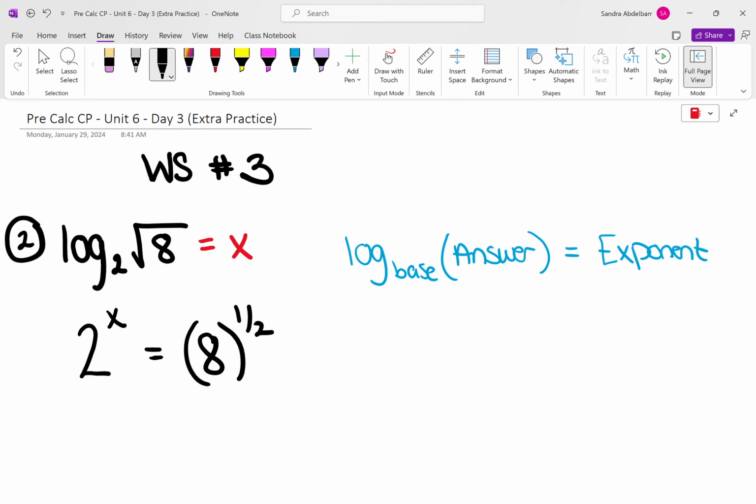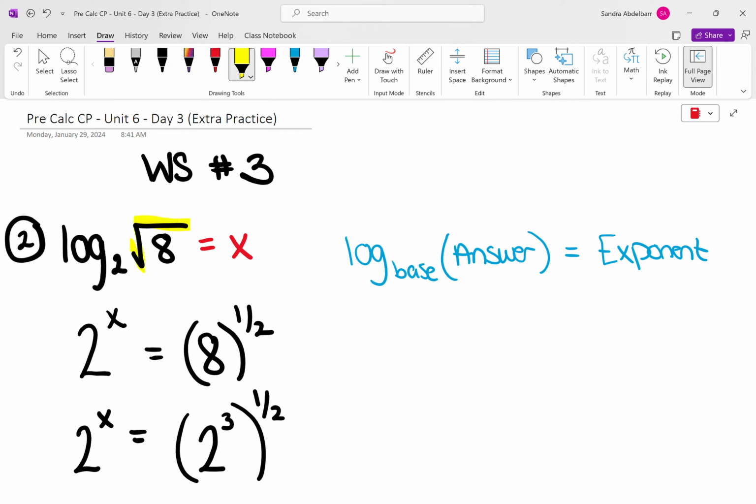Okay. Now we have 2 to some power is equal to 8 raised to the half. What do you think I'm going to tell you to do with that 8? Make it the same as 2, like the base. Good, make it a base of 2. So 2 to the x is equal to 2 to what power gives us 8? 3. So we have 2 to the third raised to the half. Why is it raised to the half? Because a square root is a half as an exponent. So I always change radicals into exponents.